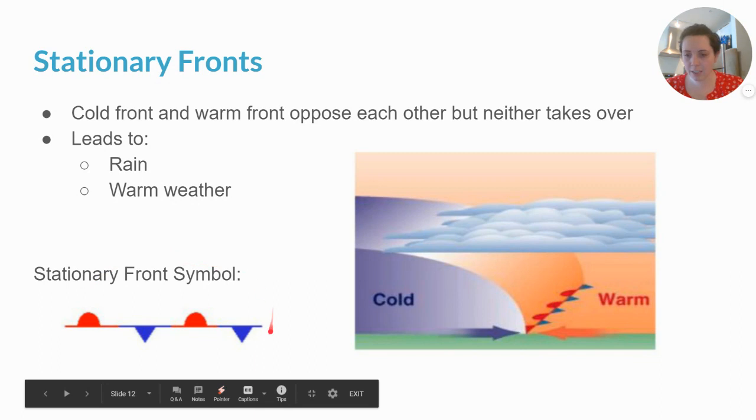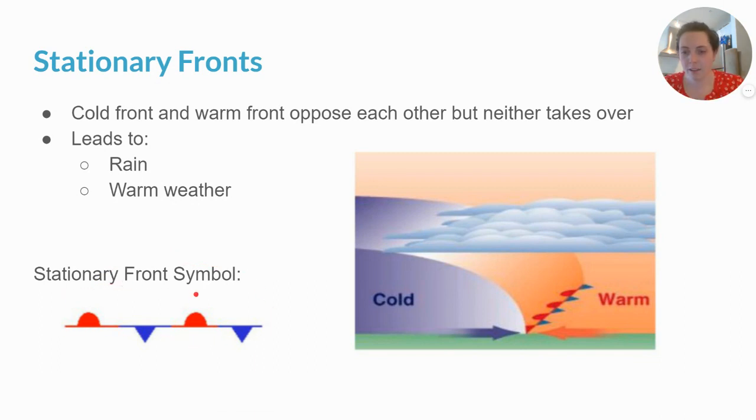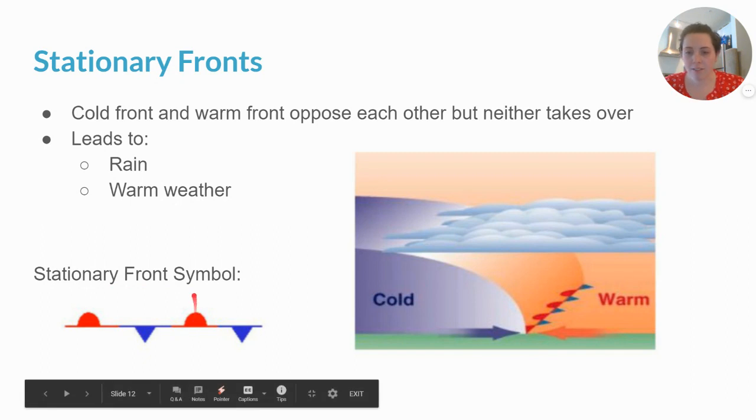And looking at our little symbol down here, you can see that opposing fronts. Our warm front is going northward here, and our cold front is moving southward. So then this line would be right where they're kind of meeting and competing against each other.